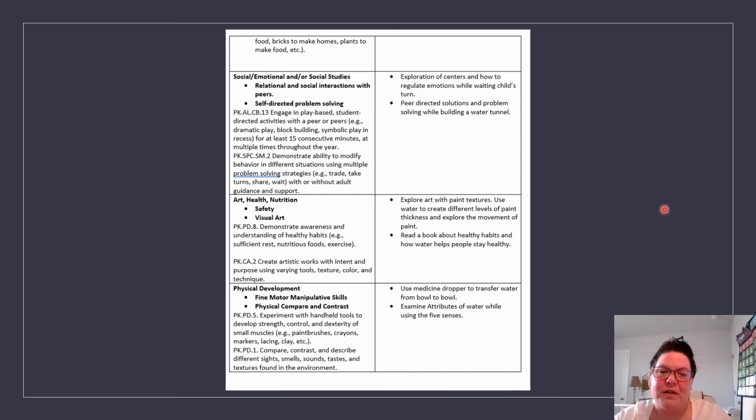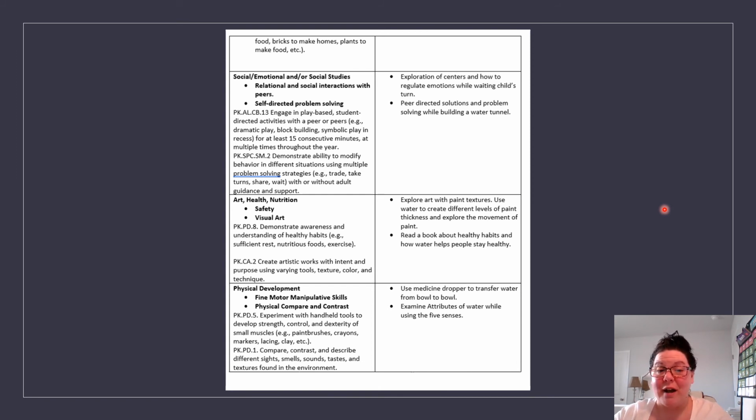And then the next one, self-directed problem solving, is do they use their peers to talk about solutions and problems while building a water tunnel outside? Do they use their peers or try to figure it out first and solve it first before they come to the teacher and ask for guidance? So that's a skill that we would want to implement during this phase of it.